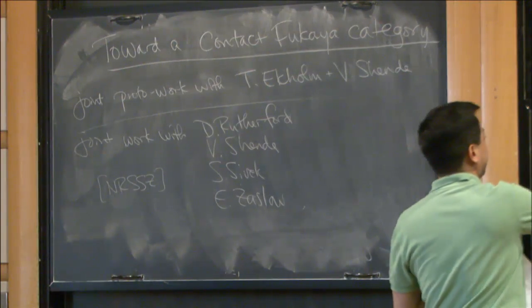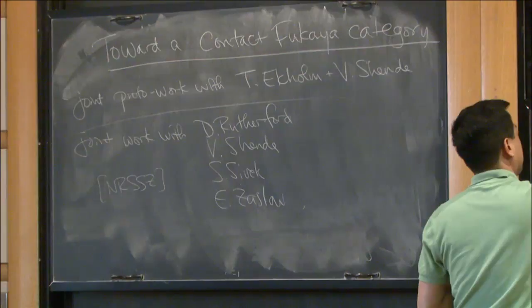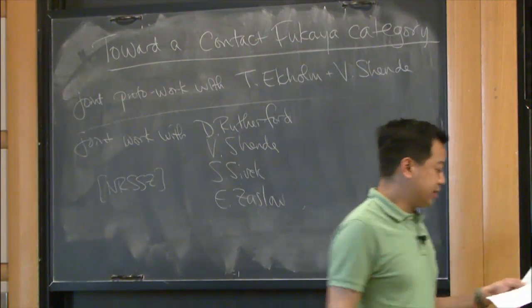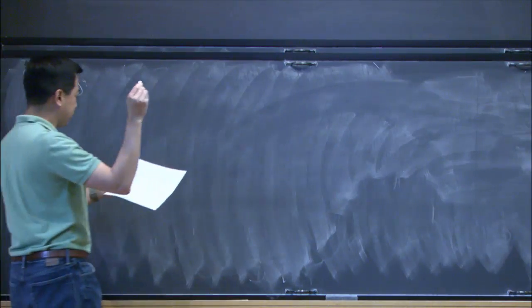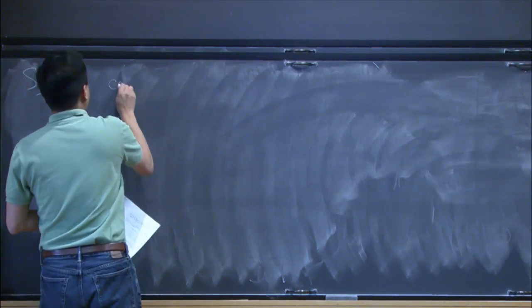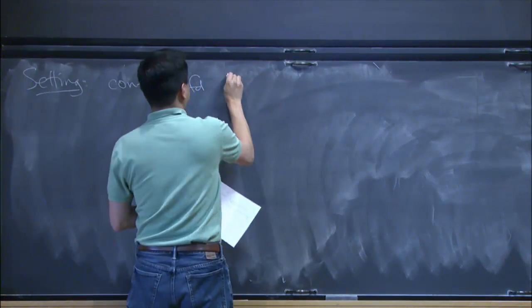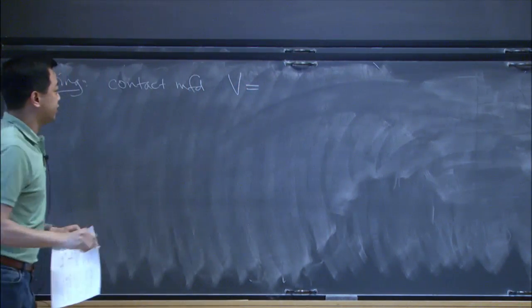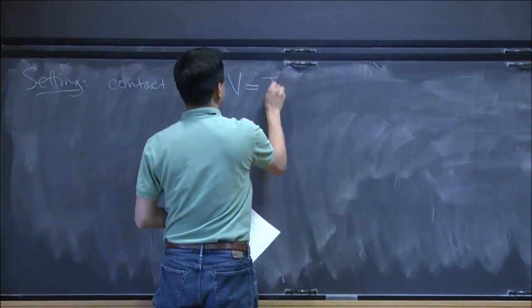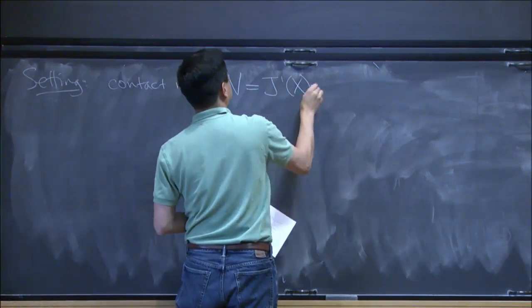Okay, so here's the setting. We have a contact manifold with an exact symplectic filling, but I'm going to choose a particular example of this. I'll write the contact manifold as V, but for the purposes of this talk, it's always going to be a one-jet space.